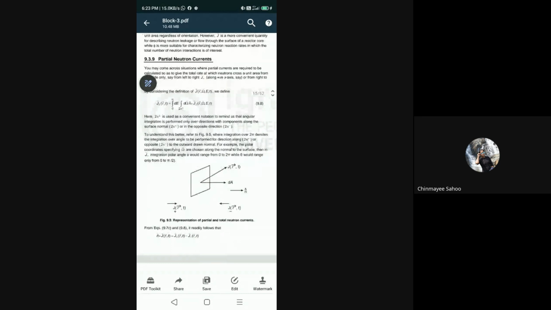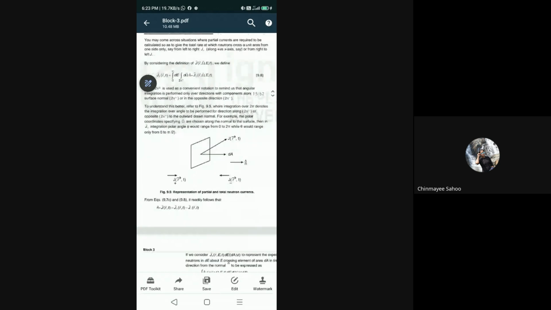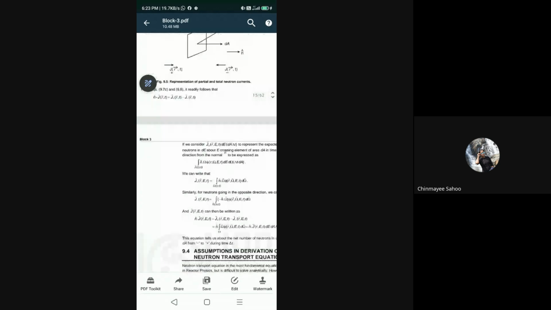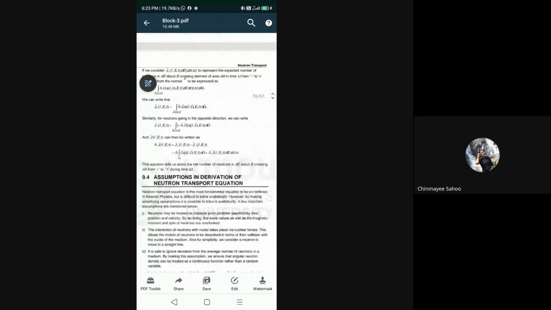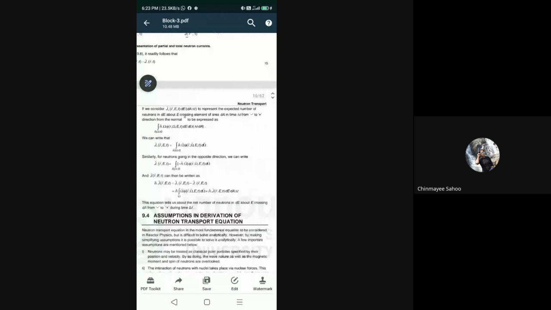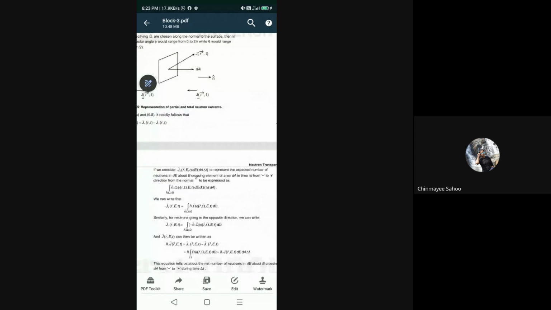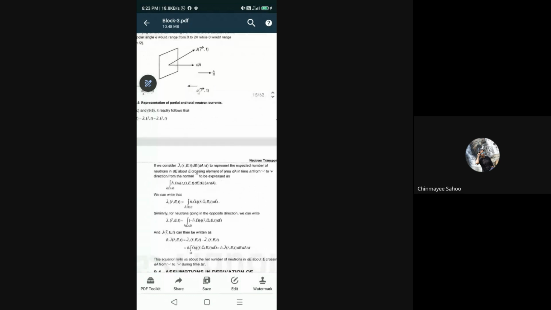This can be shown in the picture where dA is shown, J and dA are shown, and n cap is perpendicular to the surface. So partial and total neutron currents are represented as shown in the picture. So the net number of neutrons in dE about E crossing dA from minus to plus during time delta t is nothing but n cap integration of omega phi d omega, which is nothing but n cap J dE dA delta t.